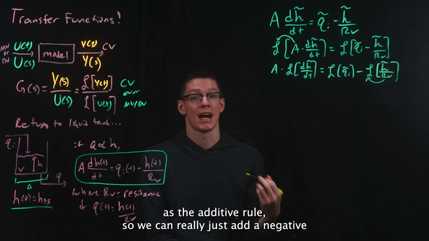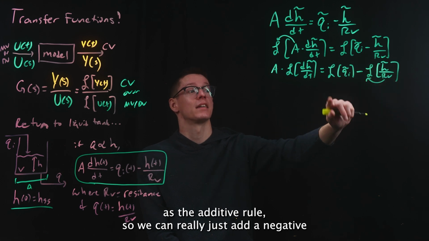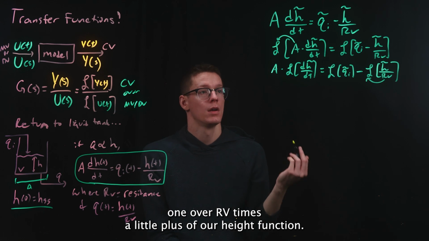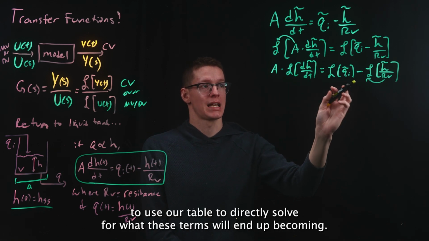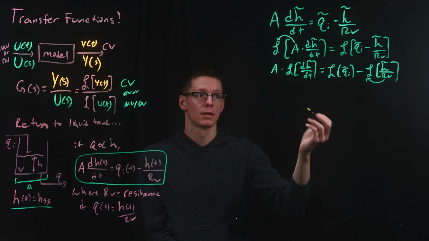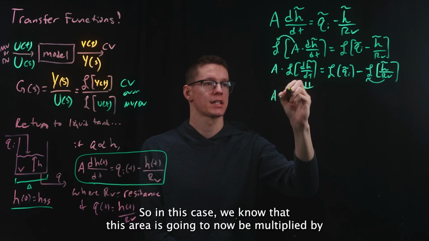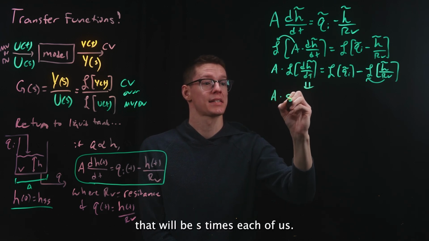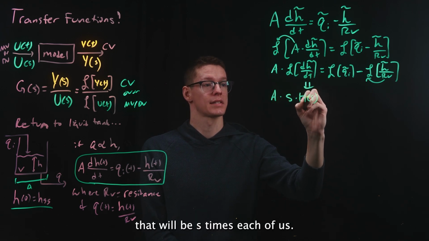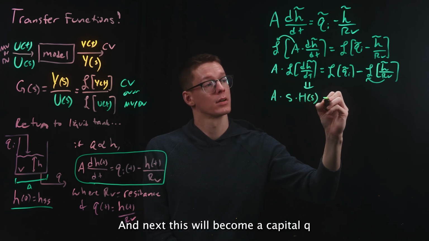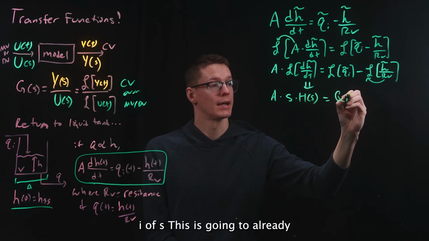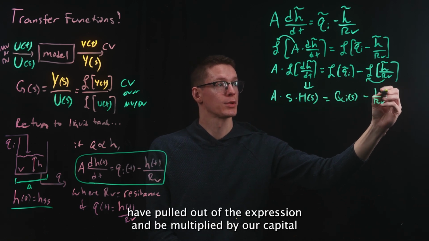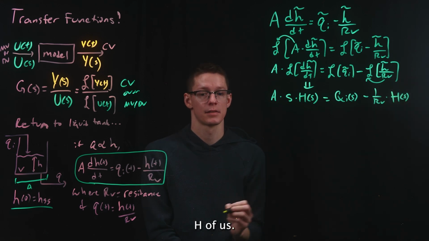And you can think of this as the additive rule, so we can really just add a negative 1 over R of V times the Laplace of our height function. In this way, we have the ability to use our table to directly solve for what these terms will end up becoming. So in this, we know that this area is going to now be multiplied by, let's turn this into Laplace space with a capital H, that will be S times H of S. And next, this will become a capital QI of S. This is going to already have pulled out of the expression and be multiplied by our capital H of S.